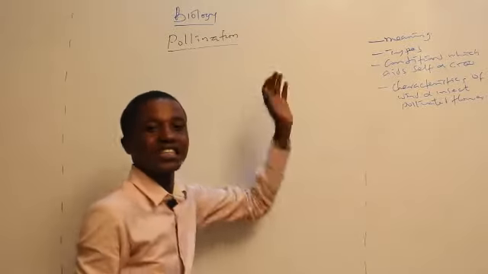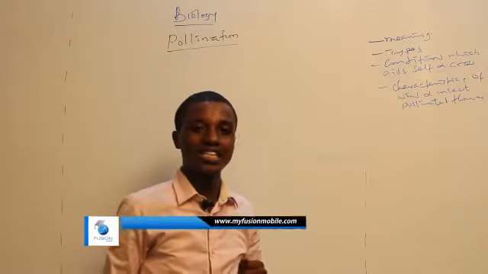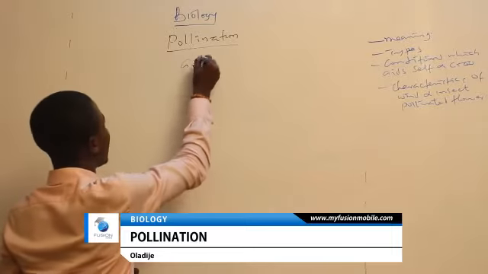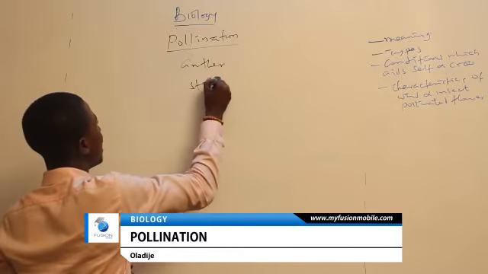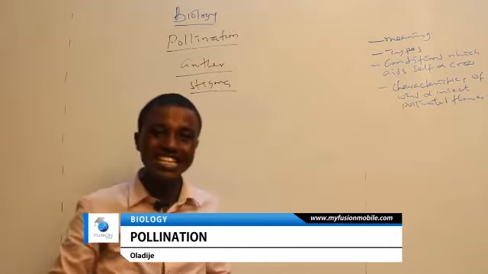So pollination is a transfer of pollen grains from the anther to the stigma of a plant. What then is an anther? What is a stigma?